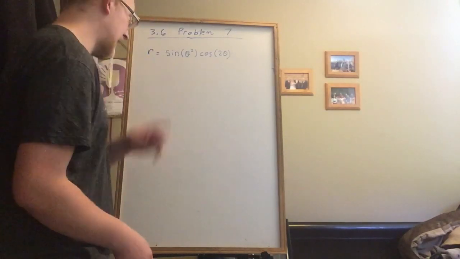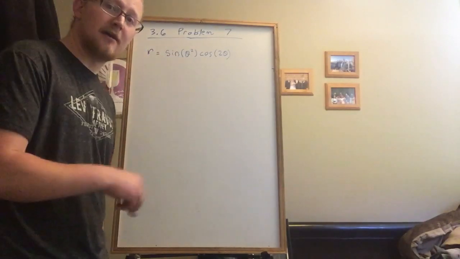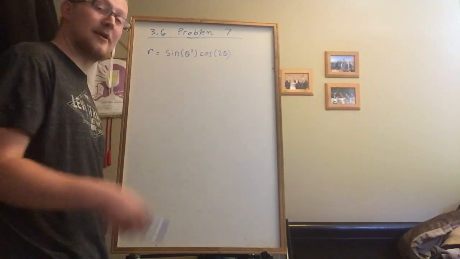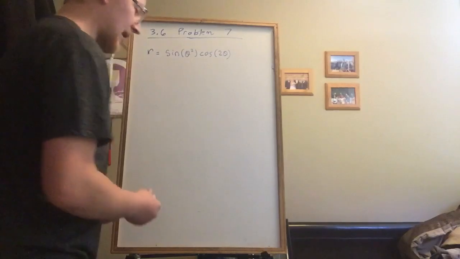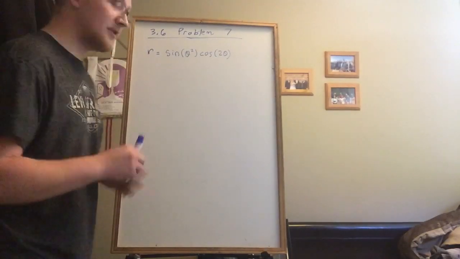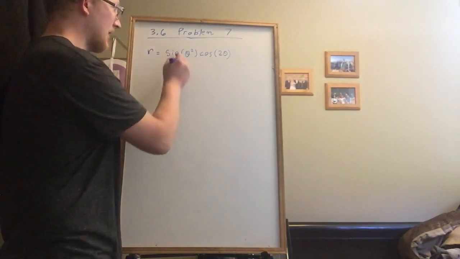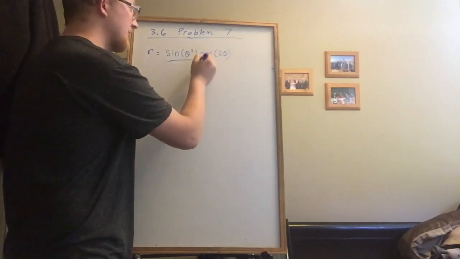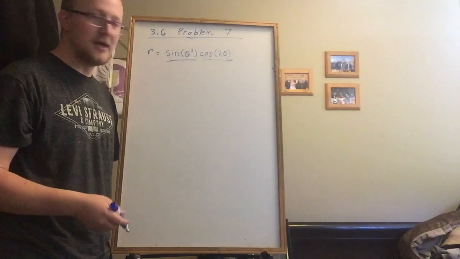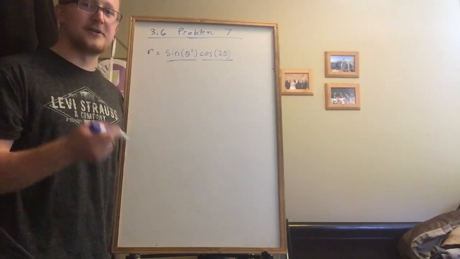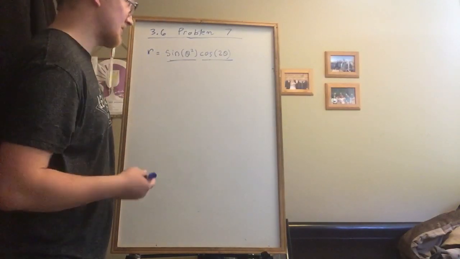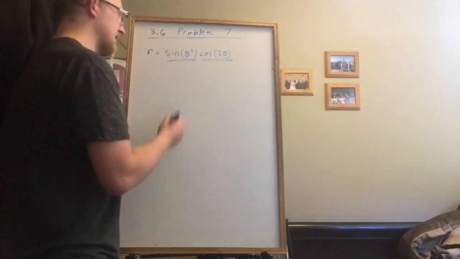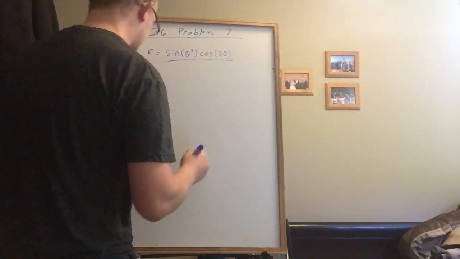So for this problem, we have r equals sine of theta squared times cosine of 2 theta. And I'm going to ask myself, what are the terms that have thetas involved? Well, I have one term here that's sine of theta squared, and I have one term here that's cosine of 2 theta. And it's multiplied together, so it's a product. So that tells me I'm going to use the product rule. And this will be my first term, and this will be my second term.